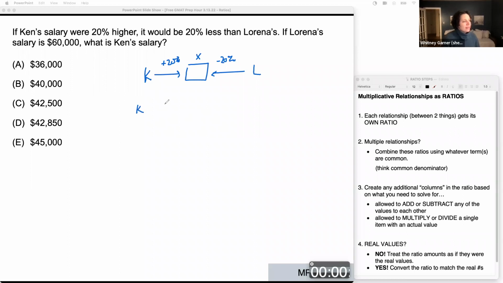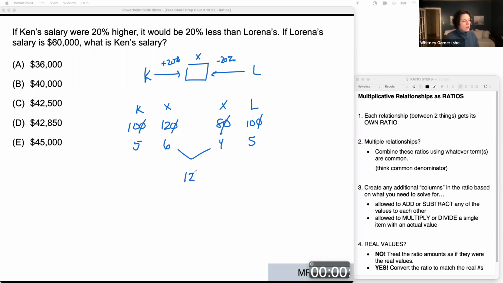So Ken and his wish list item, if he had $100, his wish list salary would be $120. Now, the relationship between Lorena and this magic salary is if she made $100, this magic salary would be 80. You clean these up, 8 to 10 or 4 to 5. Let me clean this up, 10 to 12 or 5 to 6. I'm gonna find these two here in the middle. Let's combine those on a 24, 12 maybe, let's go 12.